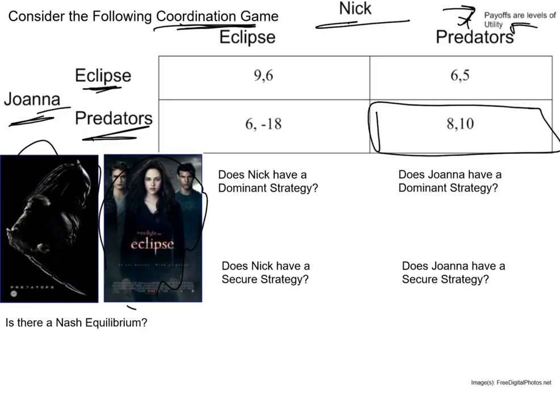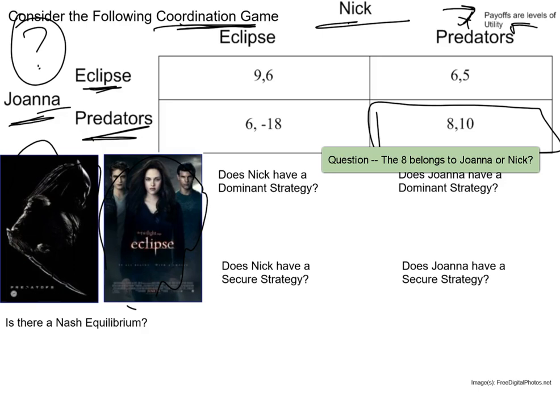If we're in the bottom left-hand corner, what are we doing? Joanna goes and sees Predators and Nick goes and sees Predators. The 8 belongs to who, Joanna or Nick? The first value always corresponds to the person on the left. So if Joanna goes and sees a movie with her boyfriend Nick, she's pretty happy. And Nick, if he sees a sci-fi movie with his girlfriend, he's at this top level of happiness.